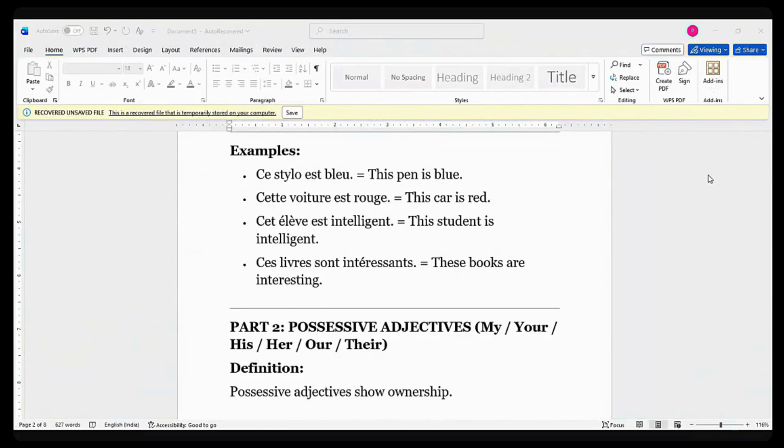Next one is: Ce stylo est bleu. Ce stylo est bleu means this pen is blue. So see here, in the subject we are using the demonstrative adjective, and you can use this part in the object also and in the subject also. Okay. Next one. Cette voiture est rouge. This car is red. Cet élève est intelligent. This student is intelligent. Ces livres sont intéressants. These books are interesting.